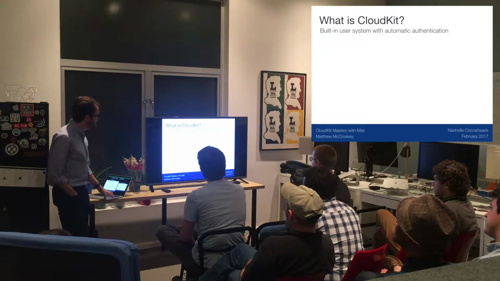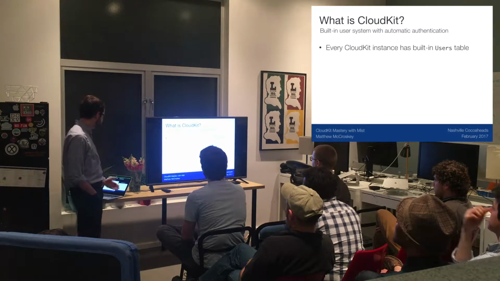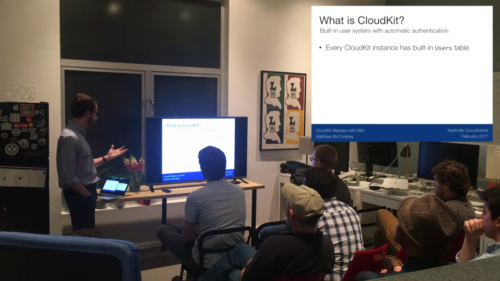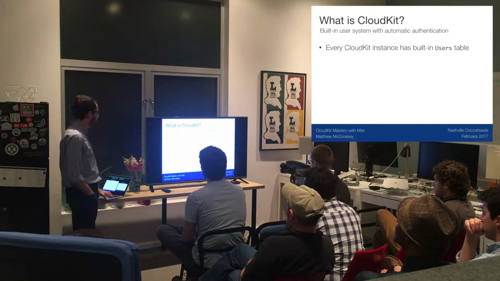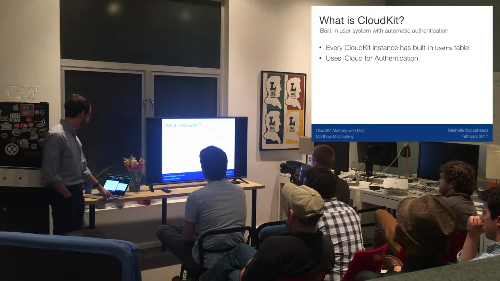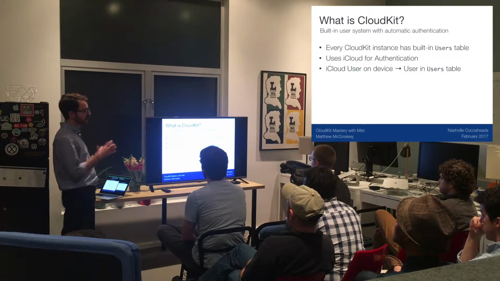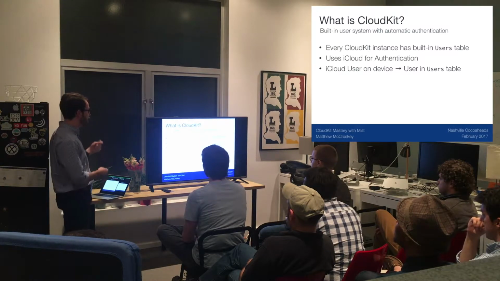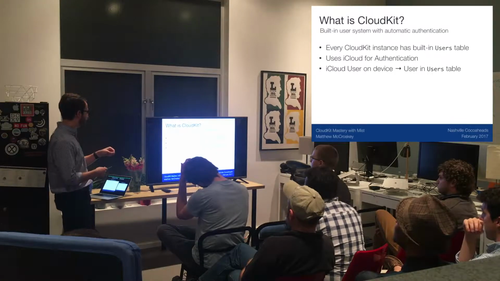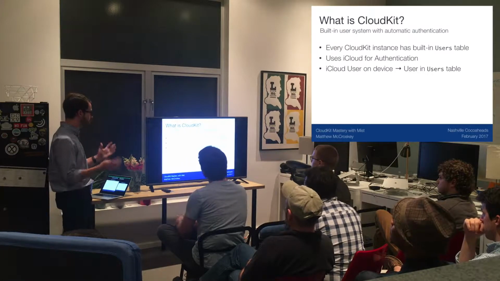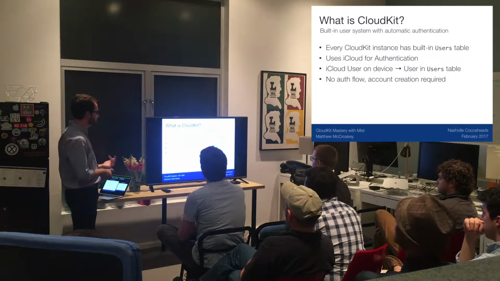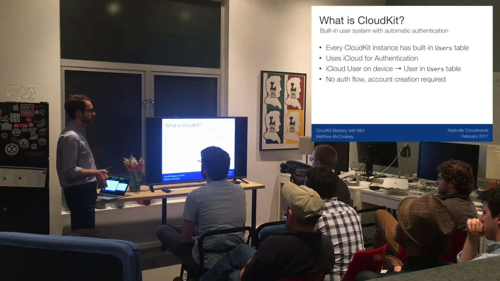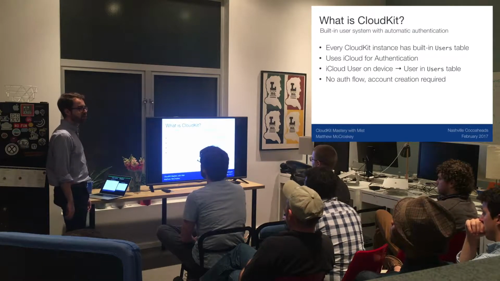It has a built-in user system with automatic authentication. By that I mean every CloudKit instance has a built-in users table. That's a record type that exists no matter what, and it uses iCloud for authentication. That means that if there's an iCloud user authenticated on the device when your app launches for the first time, then a user gets created for that iCloud user in your users table without you having to do anything else. So there's no authentication flow or account creation required. No "click this link in your email to confirm the account." None of the stuff you would normally have to build.